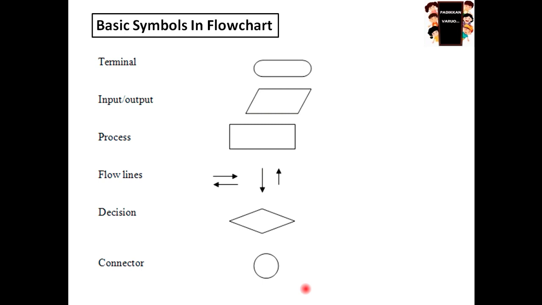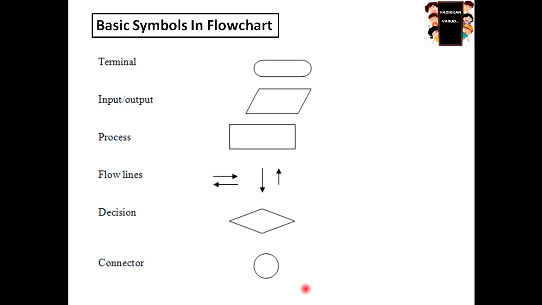The next symbol is the process symbol. This symbol is used to indicate the calculations used in the program. The next symbol is flow lines. As we already discussed, the flowchart will clearly provide the data flow inside the program. So with the help of these arrows, we are able to understand the data flow inside the program.